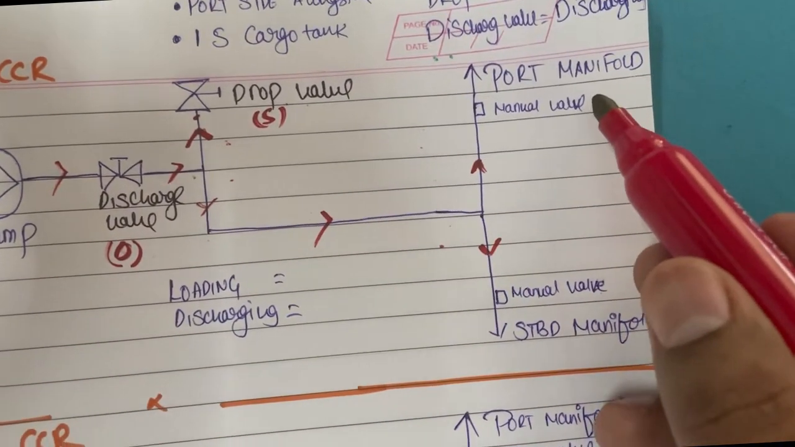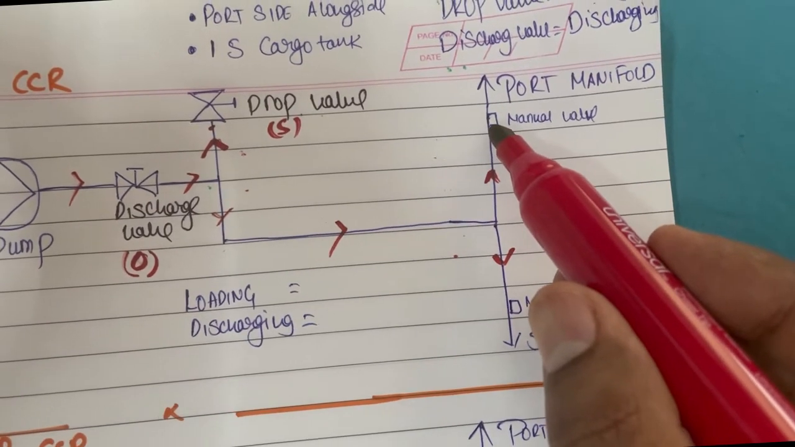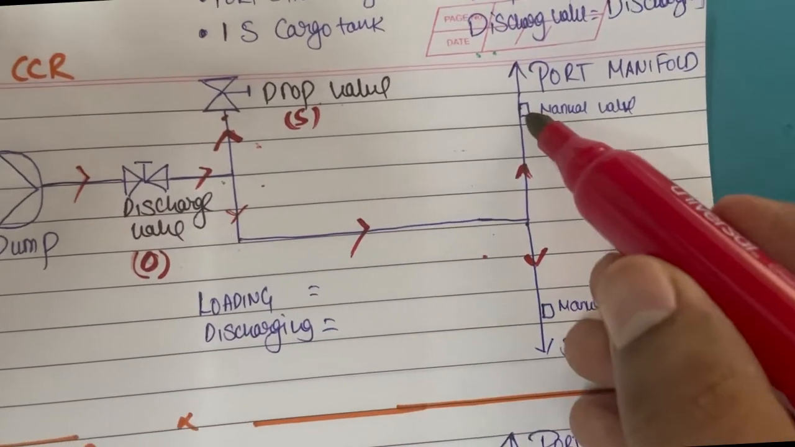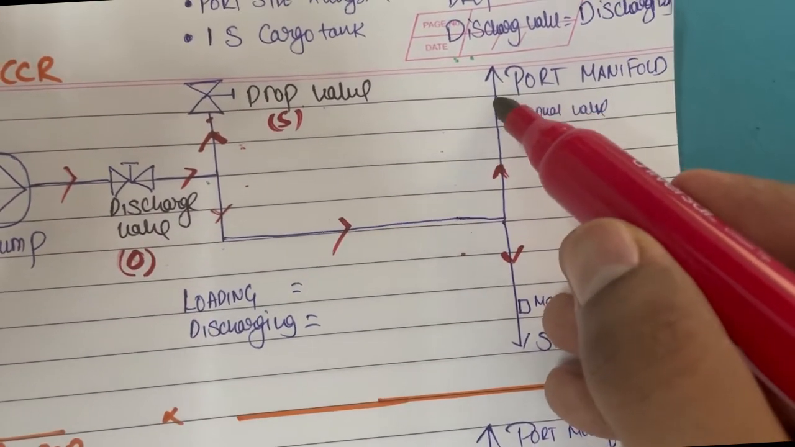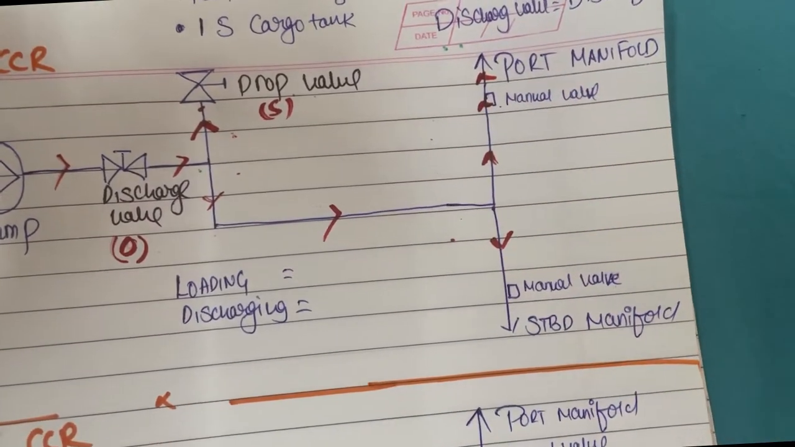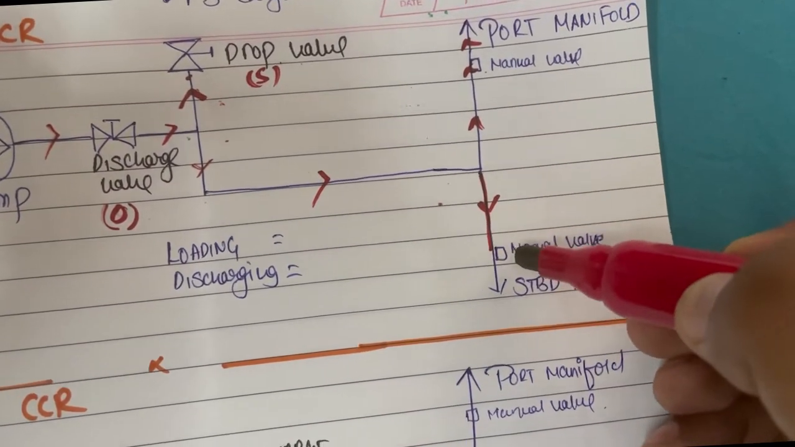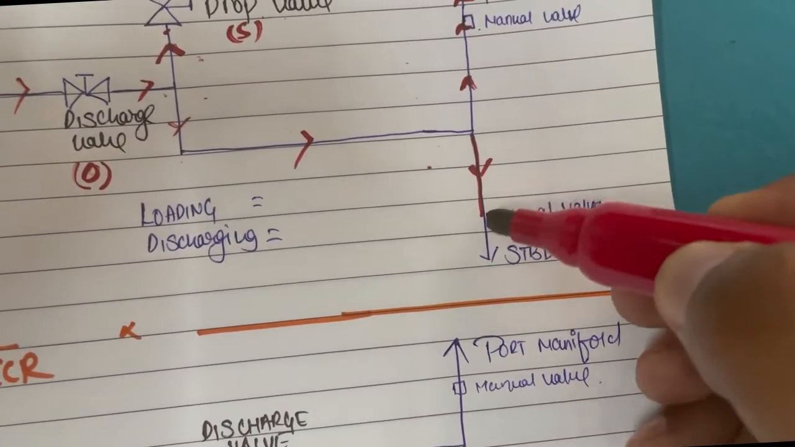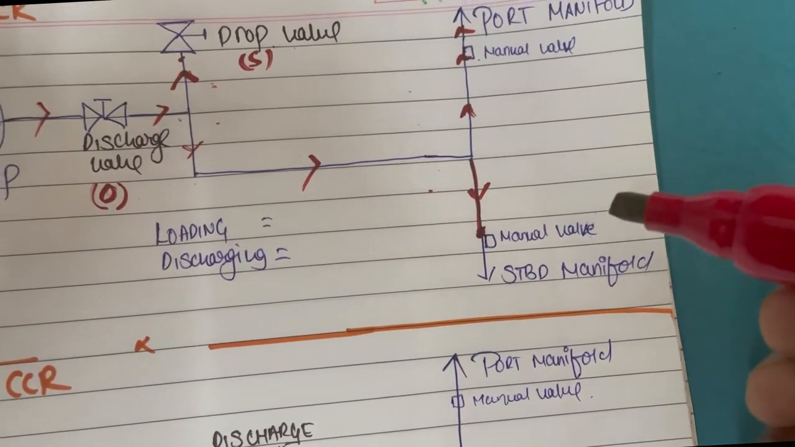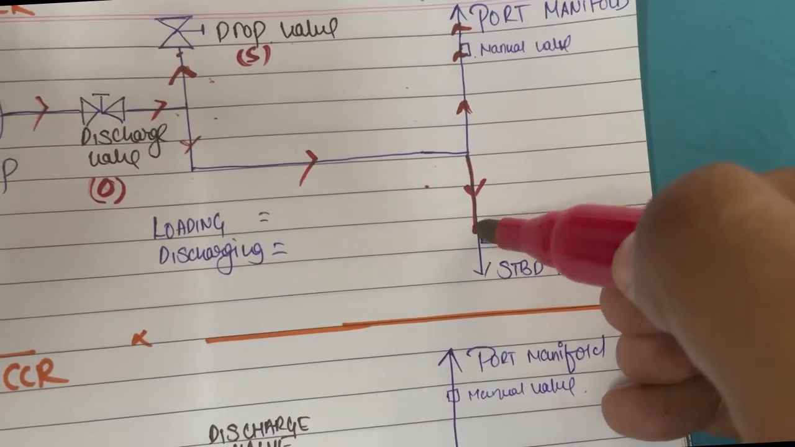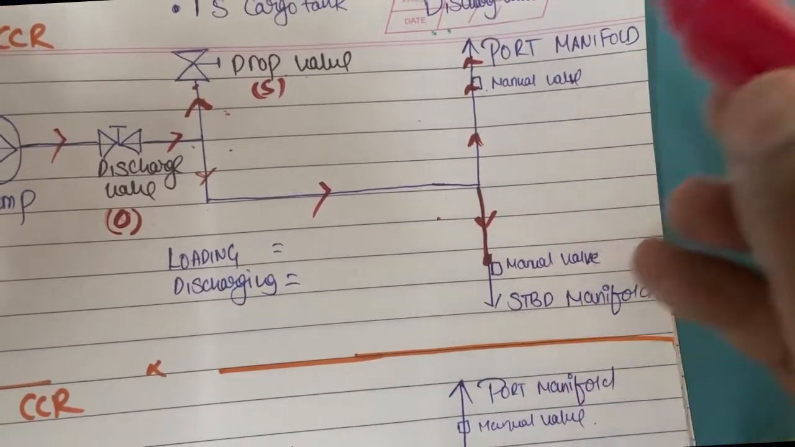Normally on manifolds, we have manual valves. We don't have hydraulic valves on the manifold. So we will open this manual valve and let the cargo go from the port side, as we are port side alongside. The cargo will always be coming towards here, but as this valve on the starboard side manifold is shut, the cargo will not be flowing over here. The cargo will be stopped over here, and the cargo will be passing through the port side manifold.